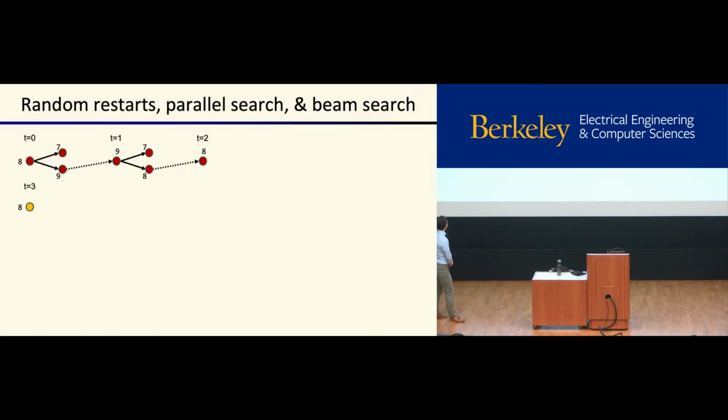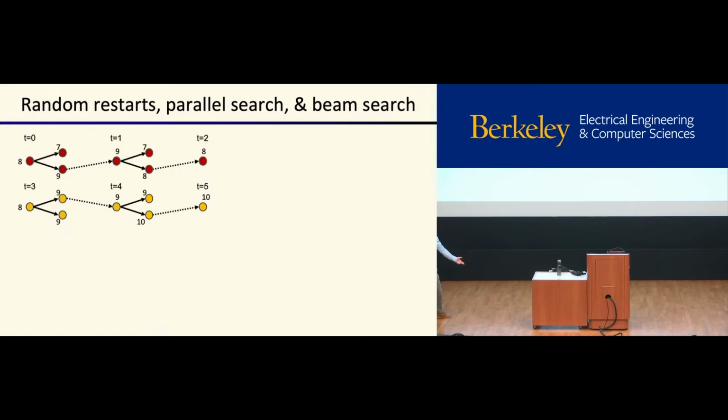So the search proceeds the same way. We generate successors. We break ties arbitrarily. We pick the best one. We generate more successors. We pick the best one. And now we have value 10. So we did a random restart, and we got a higher objective value. This seems like random restarts are helping.